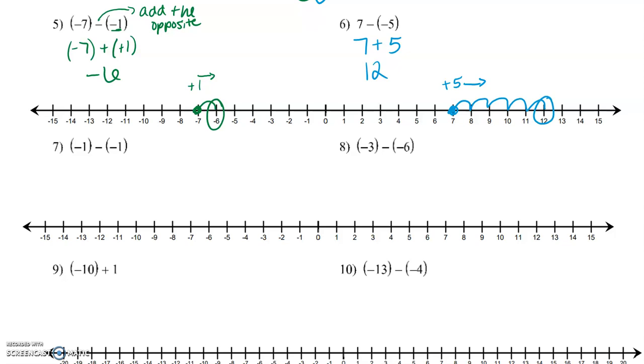All right, let's take a look at number 7. Number 7 says -1 minus, oh no, we're not talking about subtraction in this class. So that's really -1 plus the opposite of -1, which would be +1. So when we go to evaluate this, we're going to start at -1 and we're adding 1. So we're moving 1 unit to the right. When we move 1 unit to the right, our answer would be 0.